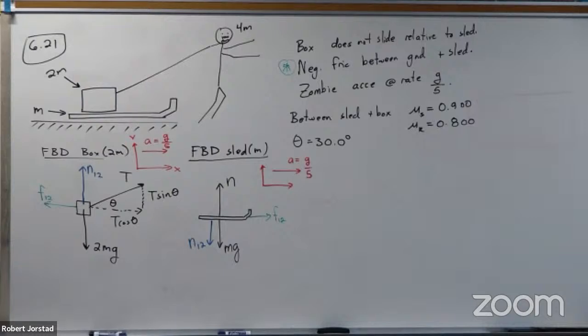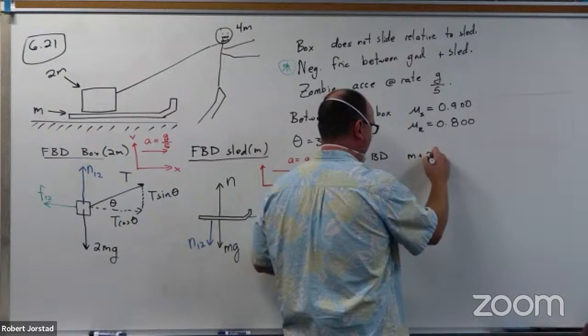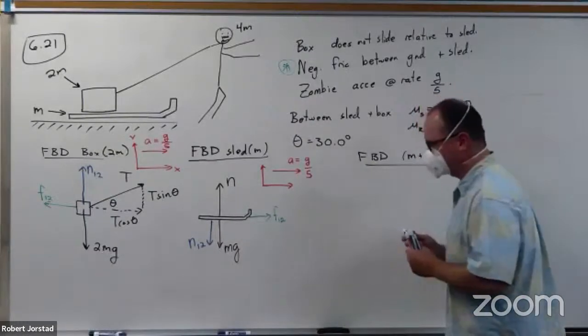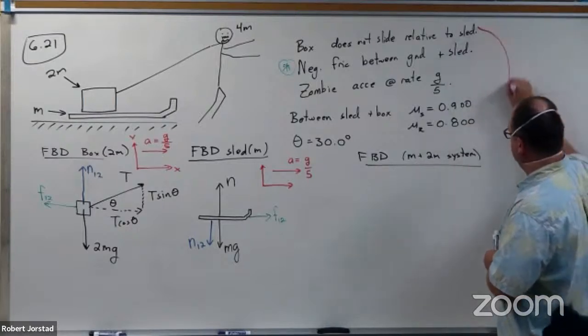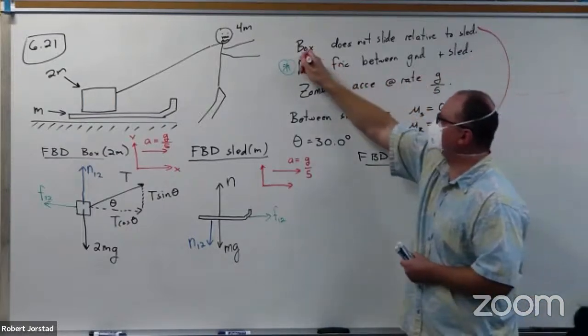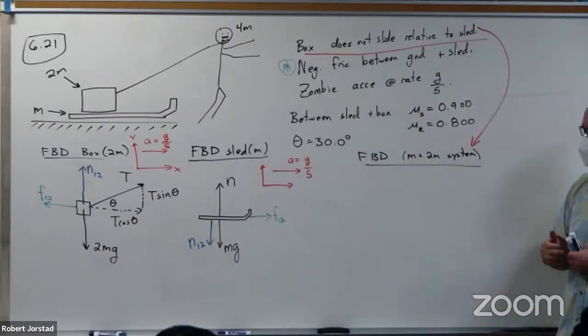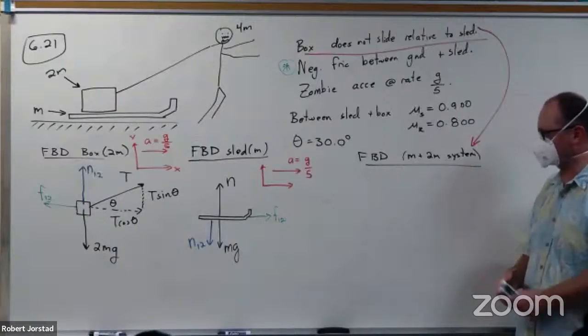Is there another FBD you could draw here? We could do the zombie. Is there another one? Oh, is it the system? The system. That's something else we should mention. Sometimes that's useful. Does this apply? Are these objects moving together as a single unit? Yes, because they're not moving relative to each other, that's what allows us to treat them as a system. You can't just take any two random blocks and treat them as a system, but if they're moving together in unison, then we can do that. Let's do that.